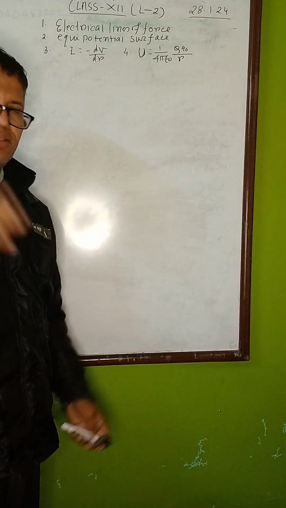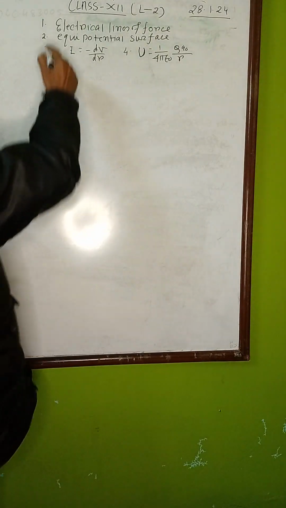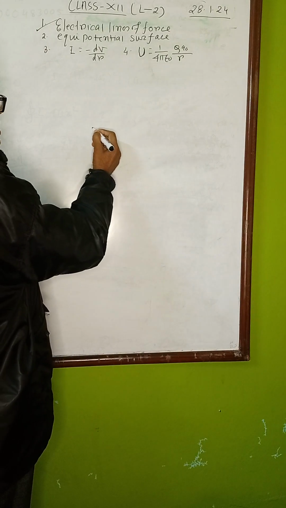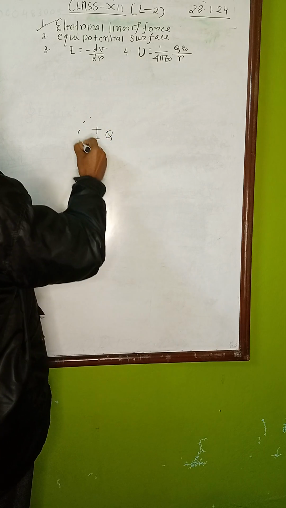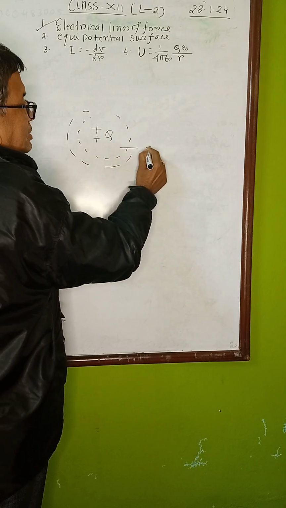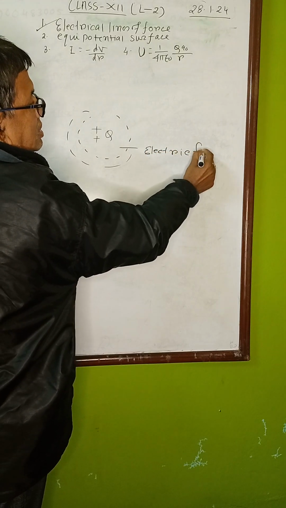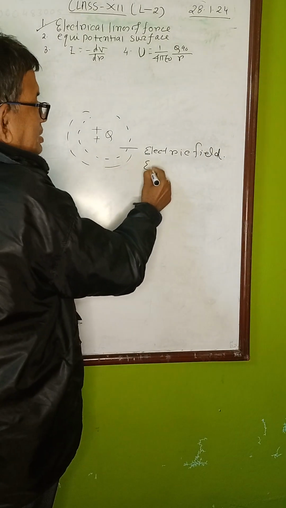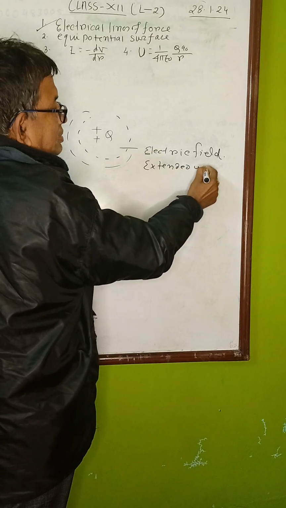Hello children, today I am going to teach you the electrical lines of force. What is electrical lines of force? Suppose a charged body Q, so the electric field is extended, the electric field is there, it is extended up to infinity.